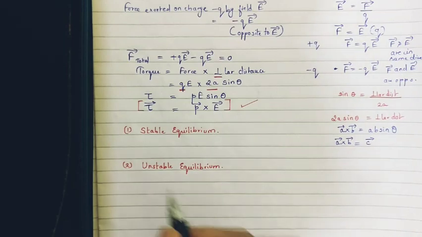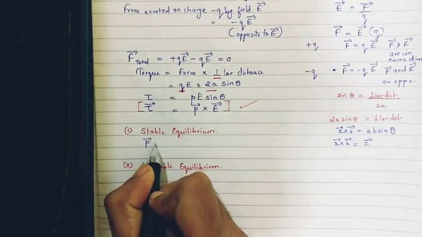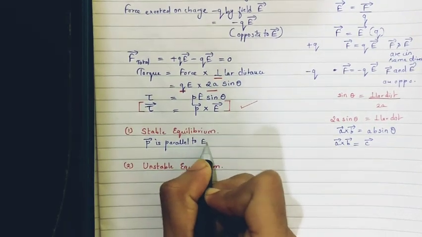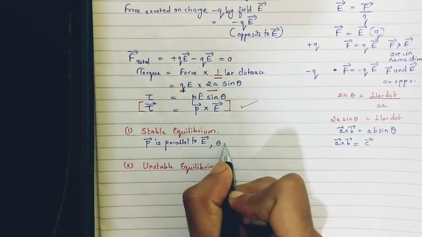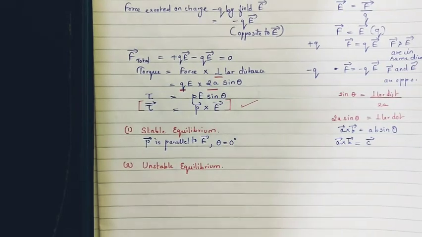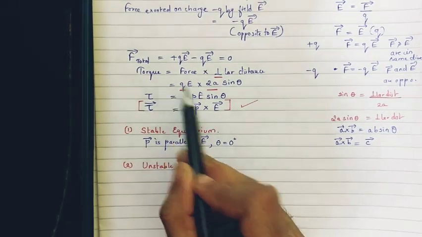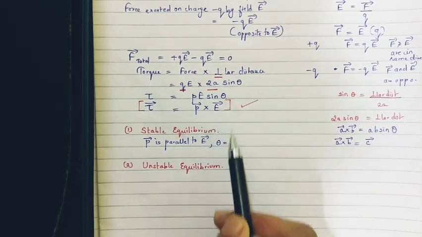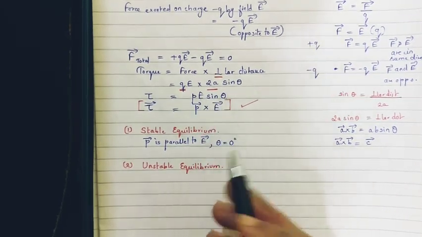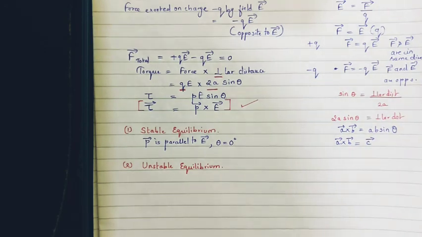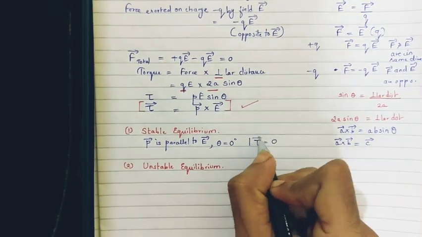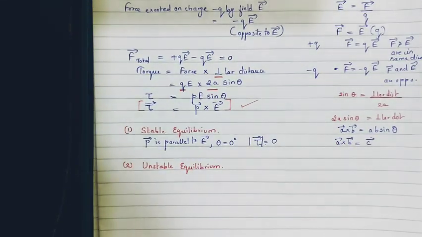So in this case, your P is parallel to E. So what will be theta in that case? Theta is going to be 0 degrees because both are parallel, right? And from the expression, it is going to be PE sine of 0. Theta is 0, so PE sine of 0, and sine of 0 is nothing but 0. So your torque will be equal to 0, or the magnitude of the torque in that case is equal to 0. So this is your stable equilibrium.